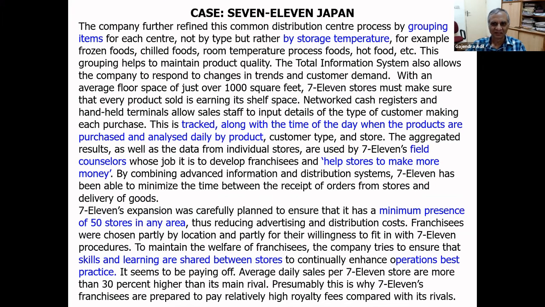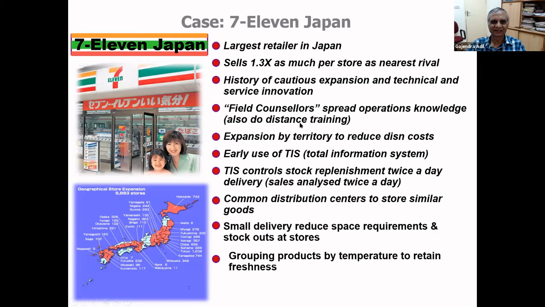And so I think I better leave this. So we bring to the case. You are assuming you have read this case. Okay, so to highlight, this is the largest retailer, they're selling 30% more than the average, nearest rival they say. Okay, and the expansion was very well planned. You will discuss this. You will tell me what it is later. Field counselors were employed, and whenever they went to 50 stores, the entire territory they occupied.